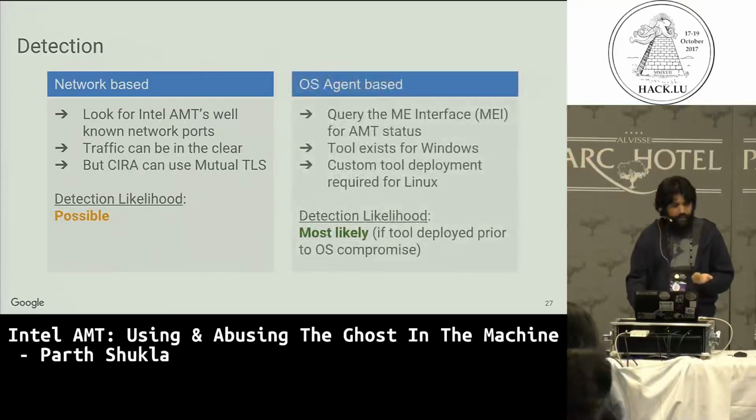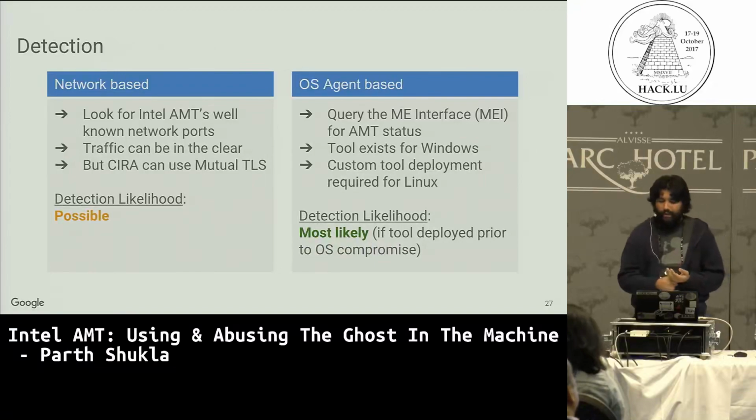The second option you have for detection is an OS agent. So have an agent running as root, which is talking to the ME interface. If the attacker already controls the OS when your agent first starts running, then the response could be faked because the attacker has OS control. So your tool has to be deployed prior to OS compromise. For Windows, this is not too hard as there's existing tooling. For Linux, you would have to write your own and deploy your own.